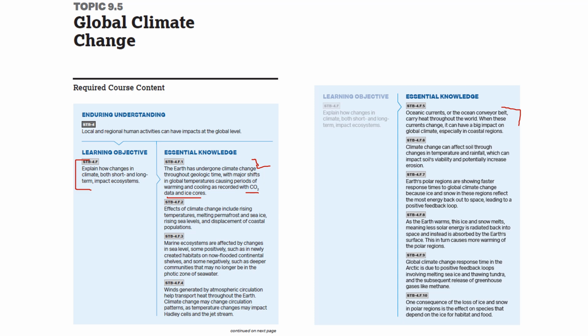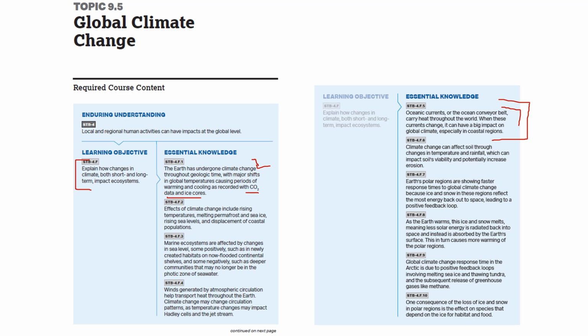Unequal warming and cooling, potentially cooling of the northern hemisphere, but that could be counteracted by the other things that are causing warming of the northern hemisphere, such as the ice albedo positive feedback loop. Again, lots of complexities with global systems. In general, though, this will definitely warm the tropics. Climate change can affect soil through changes in temperature and rainfall, which can impact soil's viability and potentially increase erosion.